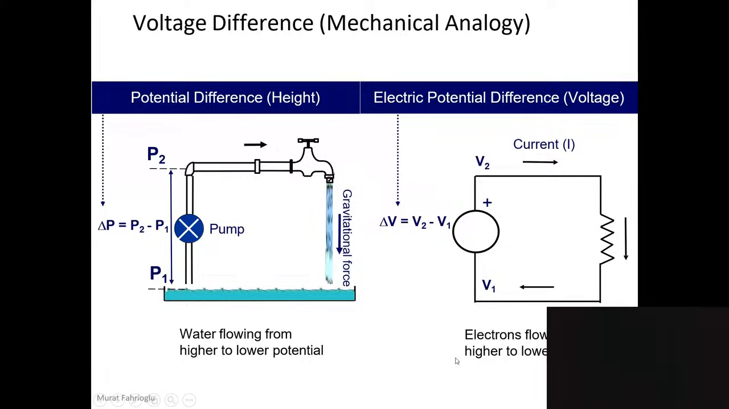Similarly, for electric potential difference, the negative side we can mark as potential V1 and the positive side as V2, and the current flows through the consumer. So electrons flow always from higher to lower potential. Here, positive we consider as the higher potential, right?